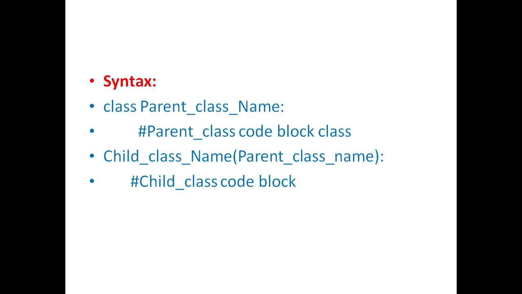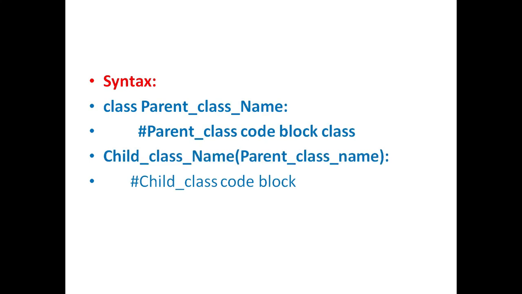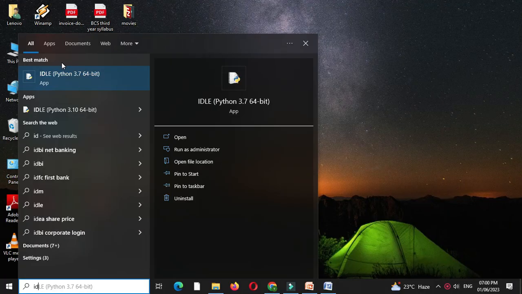General syntax for defining a single inheritance is: here class defined with name, parent class name, and then parent class code block is written, then child class is defined which inherits parent class, and then child class code block is written. Here we will write a program to explain working of single inheritance in Python.